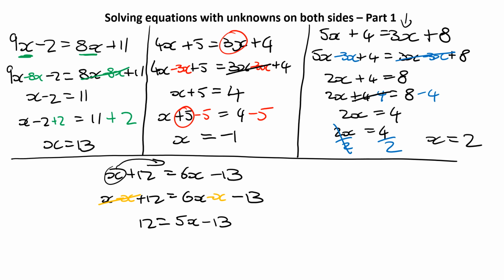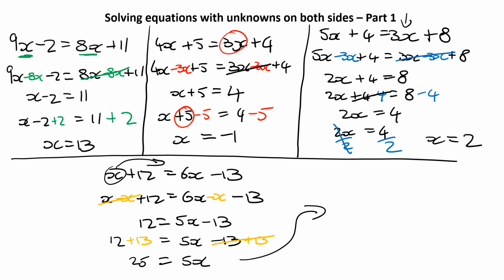My next step here is to balance that minus 13 and bring that across. That means I have to add it on both sides. So let's go 12 equals 5x minus 13. That means I'm going to put plus 13. That'll cancel that out. Plus 13. And that would mean 12 plus 13 equals 25, equals 5x.